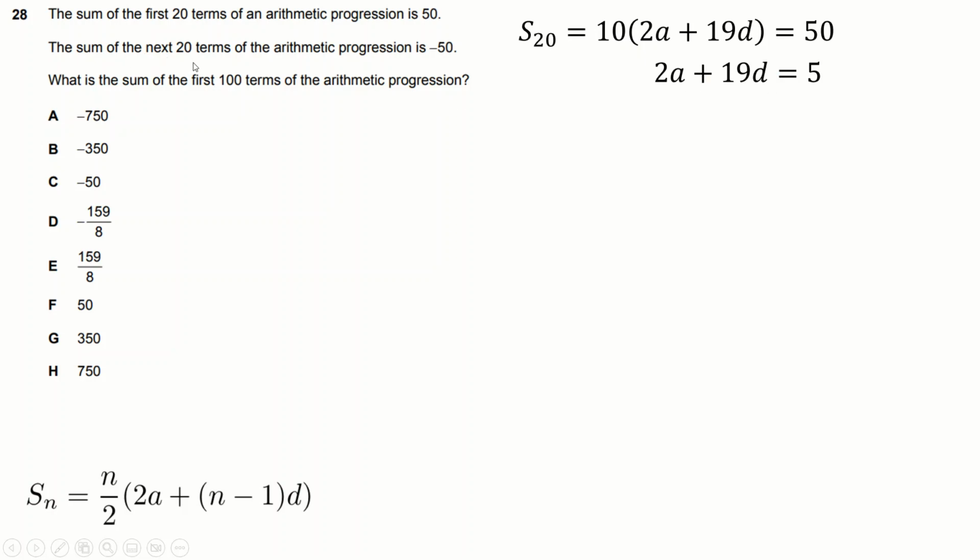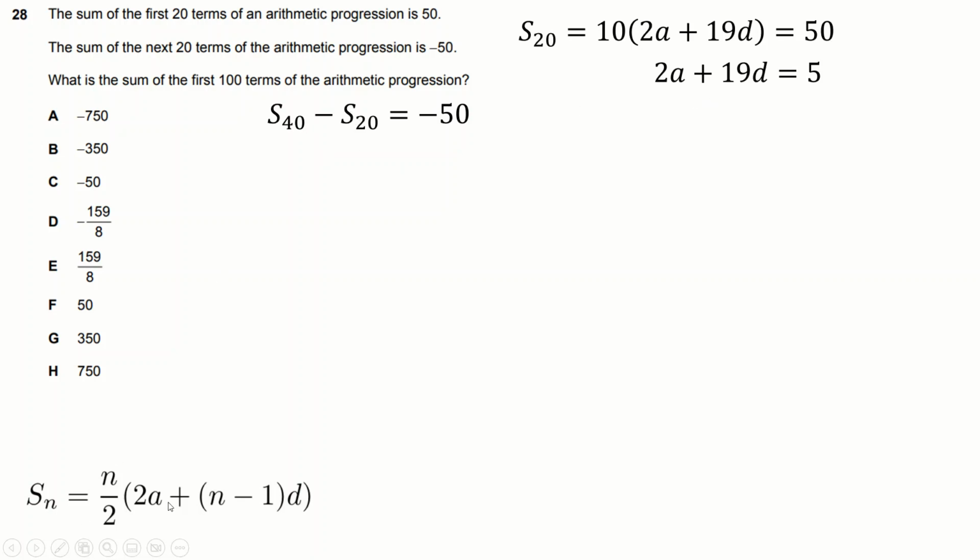Now, just be careful here. Sum of the next 20. So that's not the sum of the first 40. That's the sum of the first 40, take away the previous 20, right? That's what's going to be minus 50, because that means we're only going to have the sum of like from 21 to 40 if we do this.